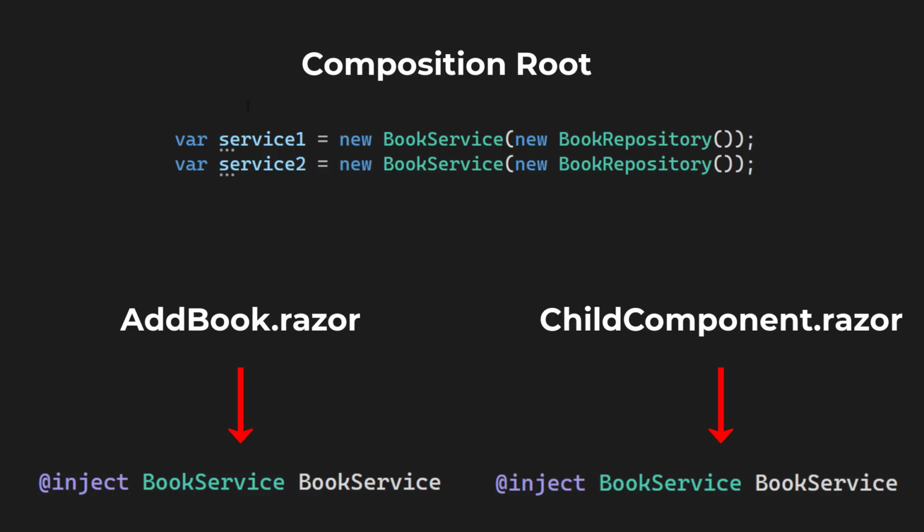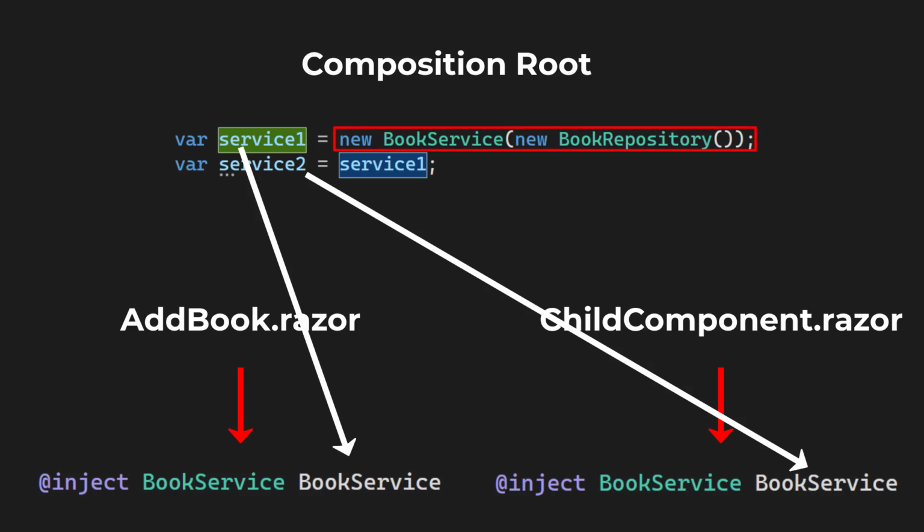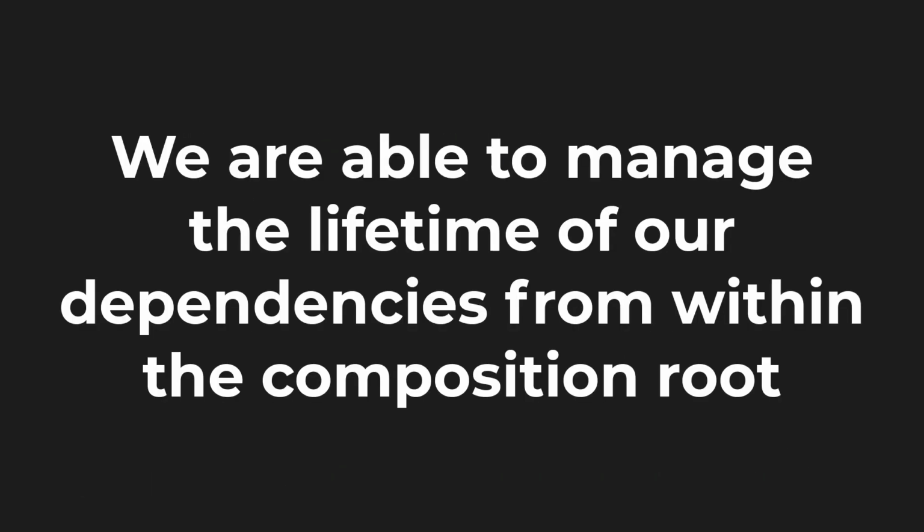Now, since the responsibility of lifetime management is shifted away from addbook component and child component and into the composition root, it becomes possible to do this. var service2 = service1. Now at runtime, if service1 is injected into the book service property of addbook component and service2 is injected into the book service property of child component, since both service1 and service2 refer to the same instance of book service, both the components get effectively the same instance. This way, we are able to manage the lifetime of our dependencies from within the composition root.